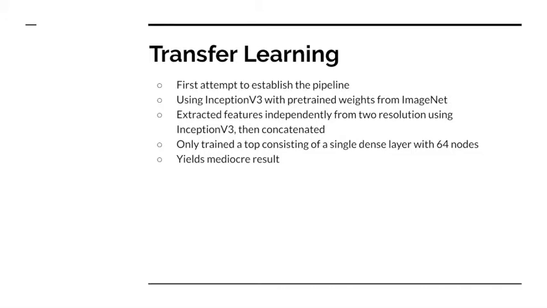We first used transfer learning just to establish a pipeline. We used an Inception V3 network with pre-trained weights from ImageNet. For each data point, which has two zoom levels, two images, we extracted features independently for each of the two images using Inception V3, and then concatenated the extracted features into a single vector. Then we only trained a top consisting of a single dense layer with 64 nodes. This ended up giving us only a mediocre result.